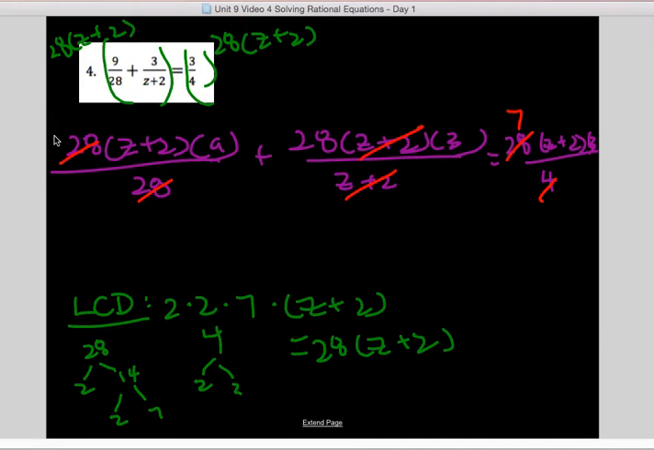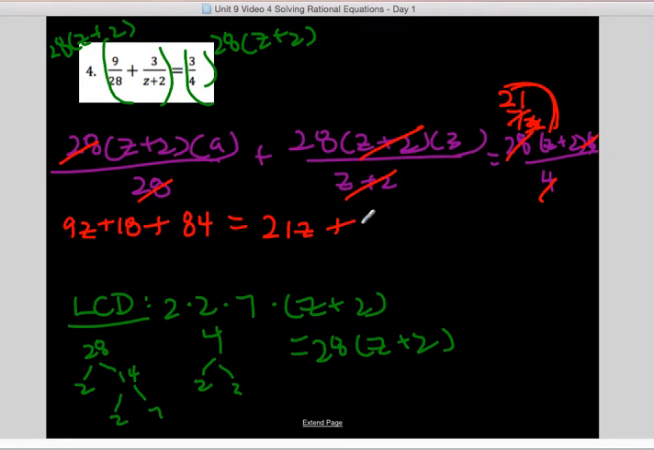So I need to distribute my 9. So I would have 9z plus 18 plus 28 times 3. 28 times 3 is 84. Equals, this is 7 times 3, which is 21. So we're going to distribute 21 together. 21z plus 21 times 2, so 42.